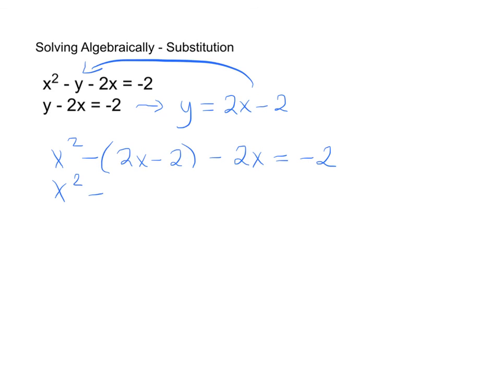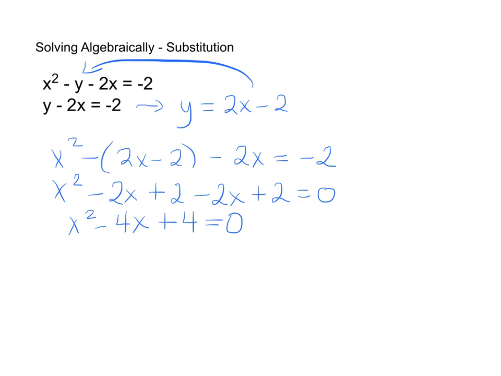x squared minus 2x. Notice that that becomes a plus 2 because of the negative there. Negative times negative is a positive. And then minus 2x. And I'll do plus 2 equals 0. This becomes x squared minus 4x plus 4 equals 0. And that you know how to solve because it's almost one of the very first things we did in this course, right? Factor it. (x minus 2)(x minus 2).